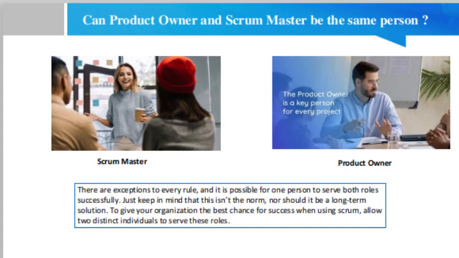Friend, basically it's important to be clear about the roles and responsibilities of the Scrum Master and the product owner. Doing this helps understand if it is possible for one person to fill both positions, the Scrum Master and the product owner. So first of all, we have to understand who the product owner is. The product owner is key to maximizing the value of the product created by the development team.